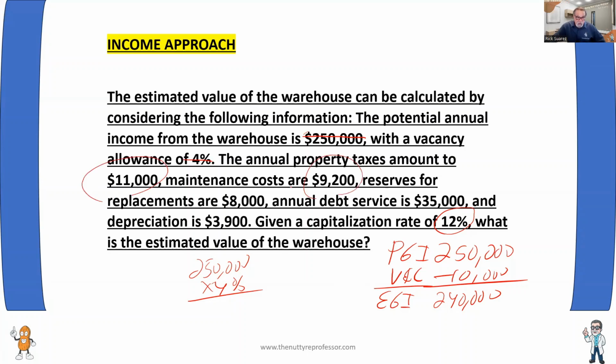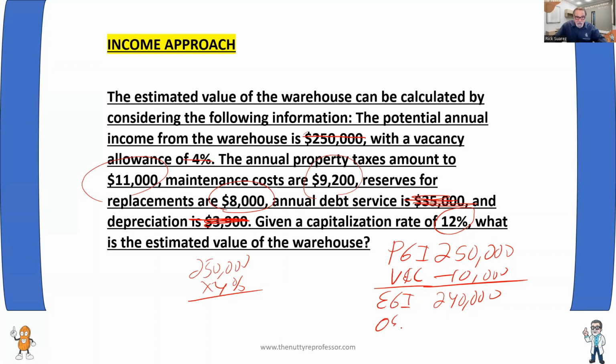Maintenance is $9,200. Reserves is $8,000. The annual debt service, here it is again, $35,000. We don't use that, right? And depreciation is $3,900. You don't use that here either. It comes later. That comes after NOI. Given a capitalization rate of 12%, what is the estimated value of the warehouse?